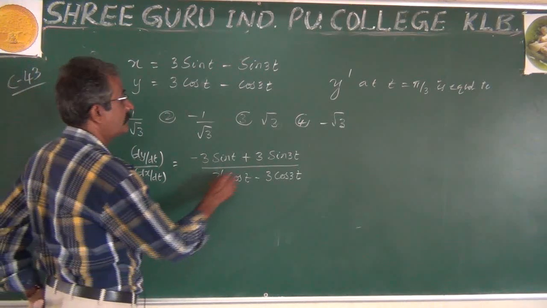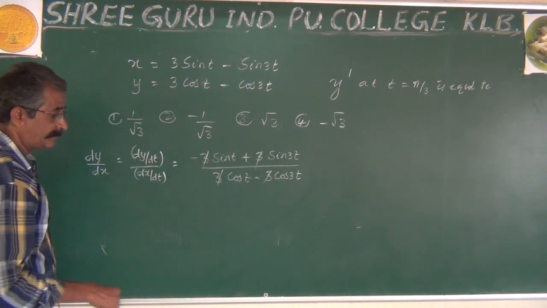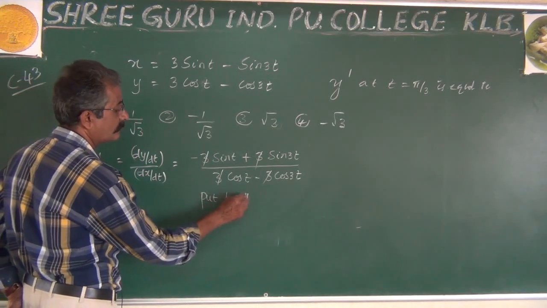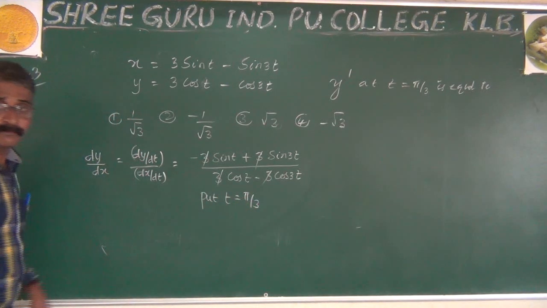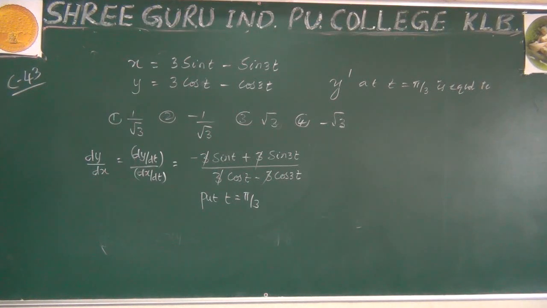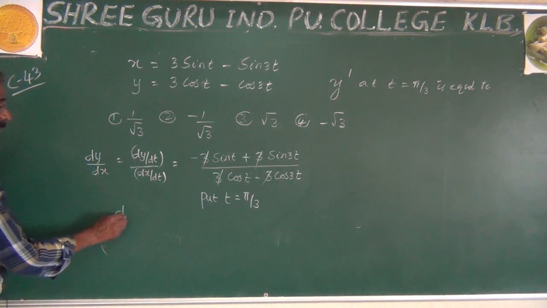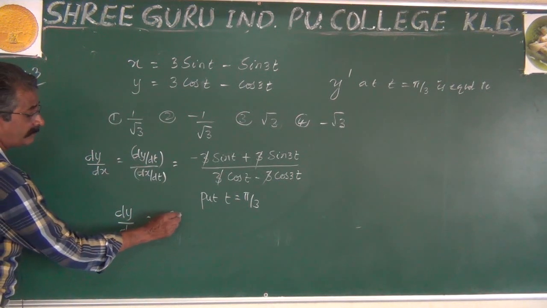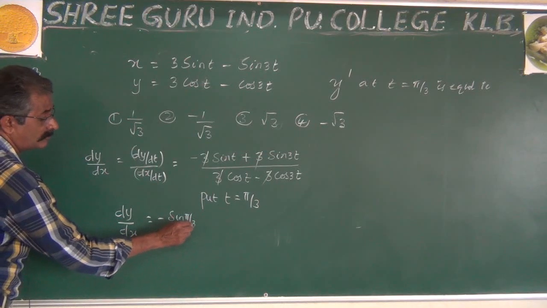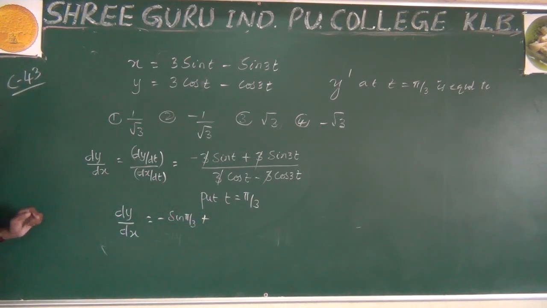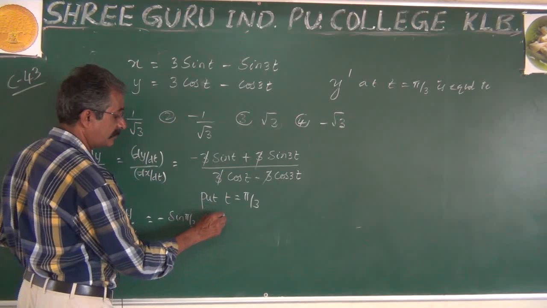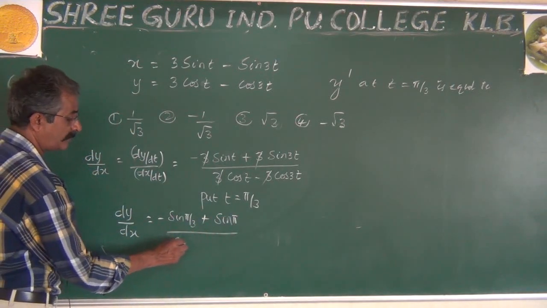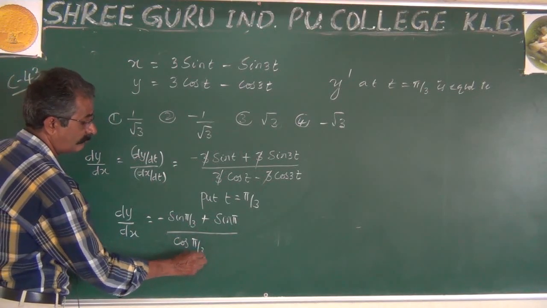However, in the process, 3 will cancel out. At the same time, you put t equal to pi by 3. Wherever t is there, replace it by pi by 3. So, dy by dx equal to numerator minus sin pi by 3 plus, here 3 cancels, sin pi, divided by cos pi by 3 minus cos pi.